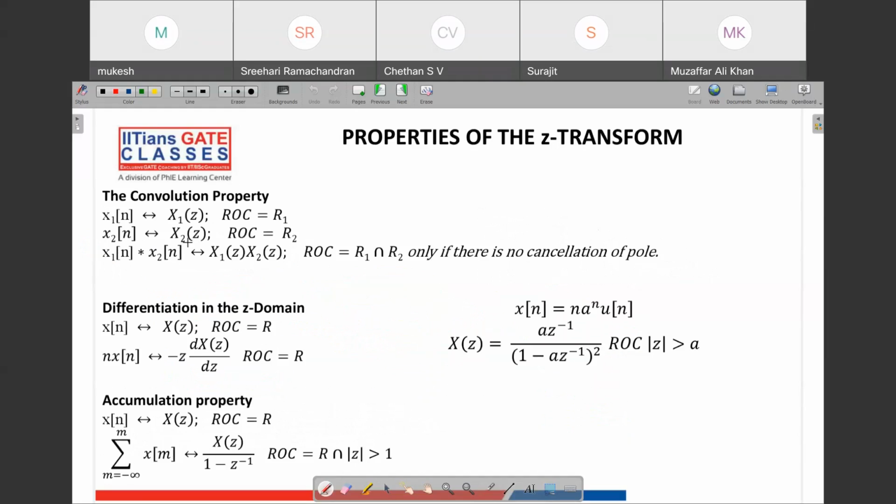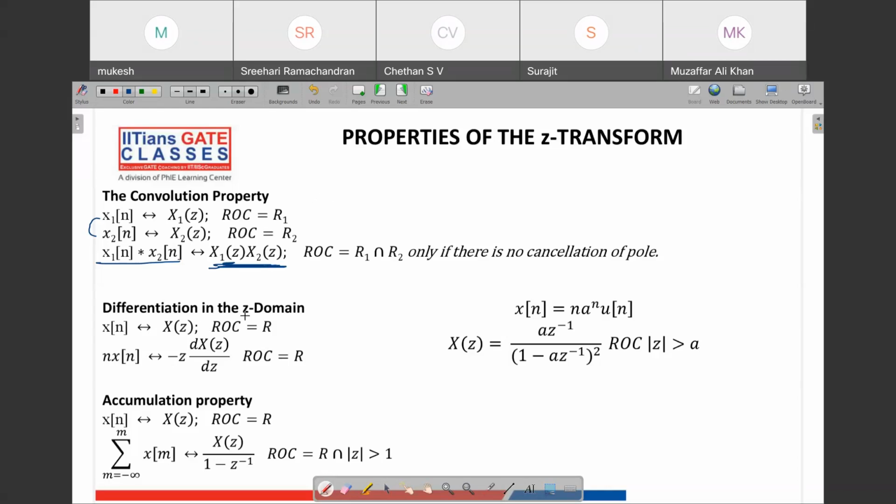Next is the convolution property. It is the same as what we have seen in the Laplace. When you do the convolution of the two signals in the Z domain, it will become multiplication. This property we will again see when we discuss the discrete time system, because it is very useful for discrete time. I mean, not just discrete time, continuous time systems also. This convolution property is useful.